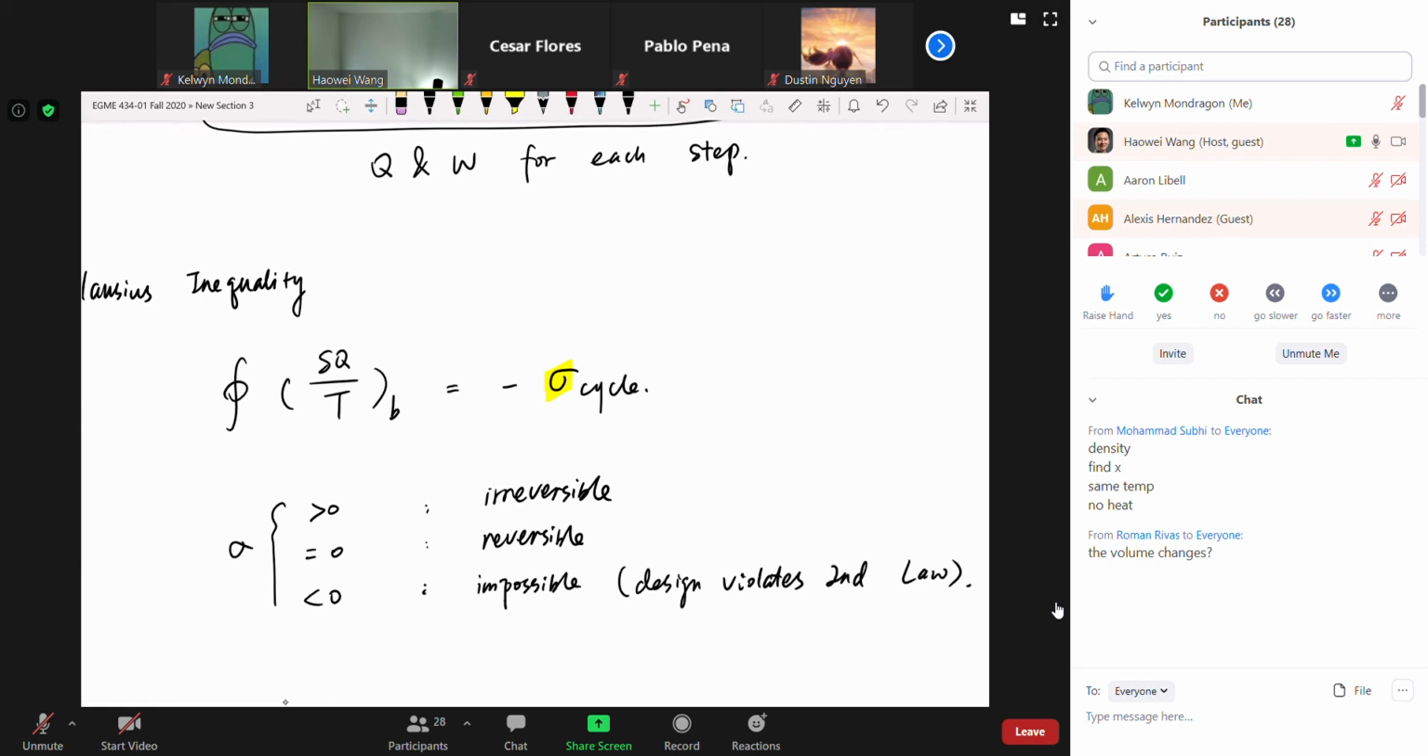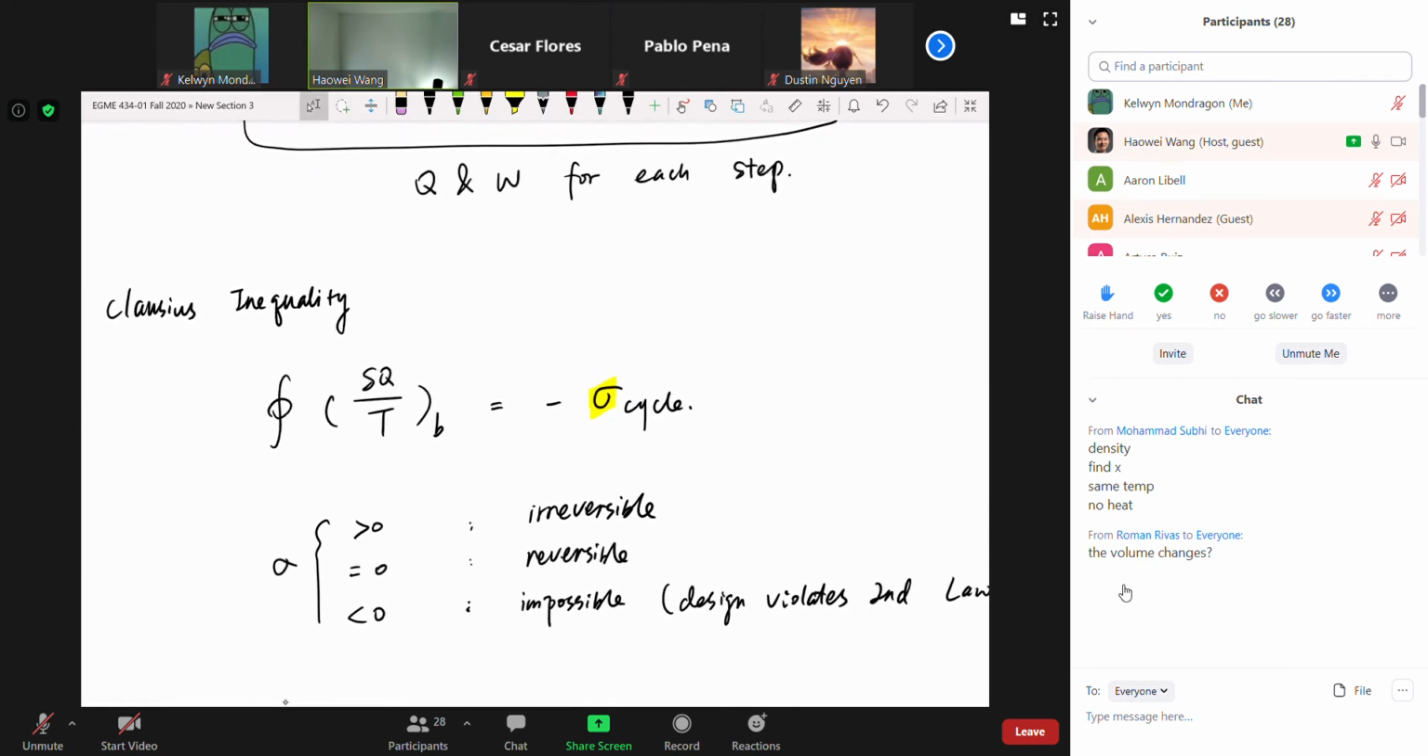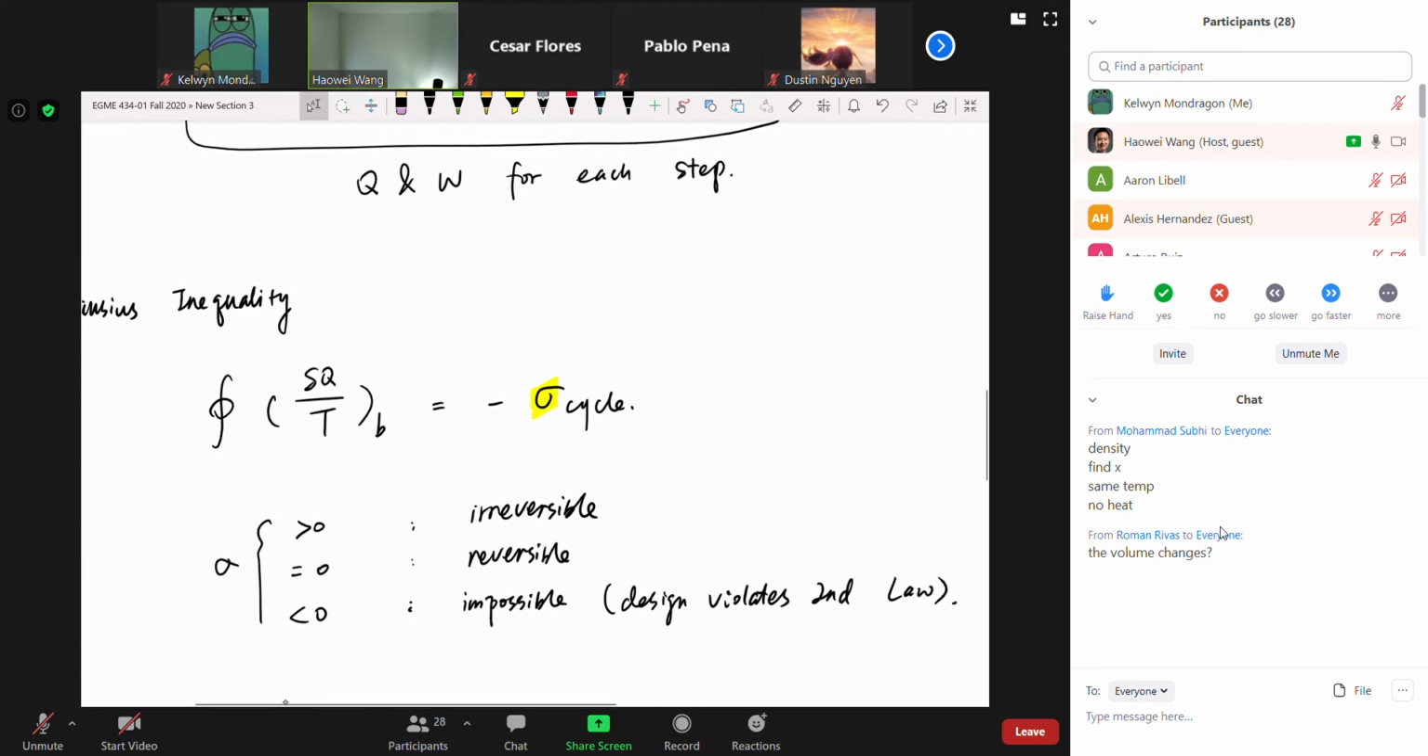Okay, so in Clausius inequality, calculating sigma is a mathematical expression of second law. Just like first law, we have an equation for first law. This is the equation for second law. So you should be able to calculate sigma, and from the solution of sigma, you will be able to tell if your design is feasible or not feasible. If your solution for sigma is negative, that means your design is wrong. It violates second law. It will never work.